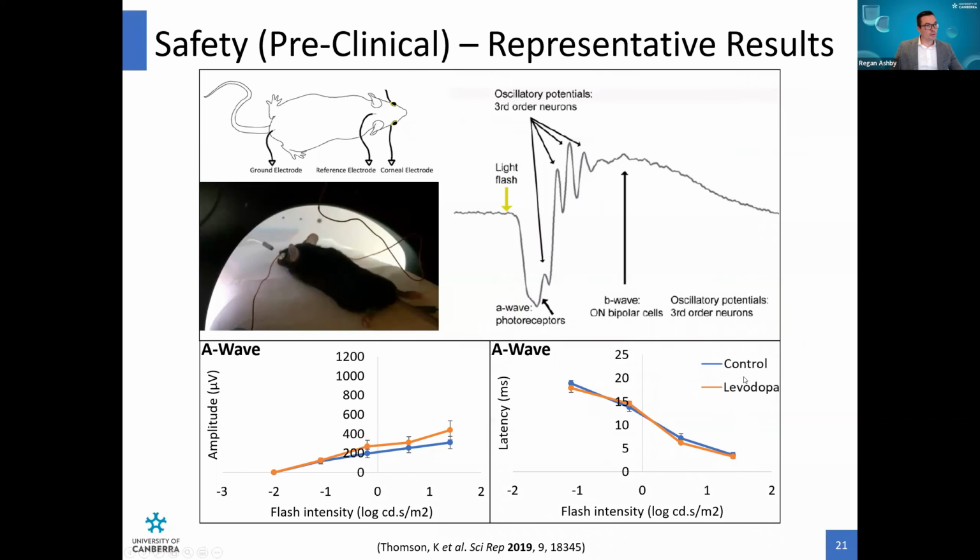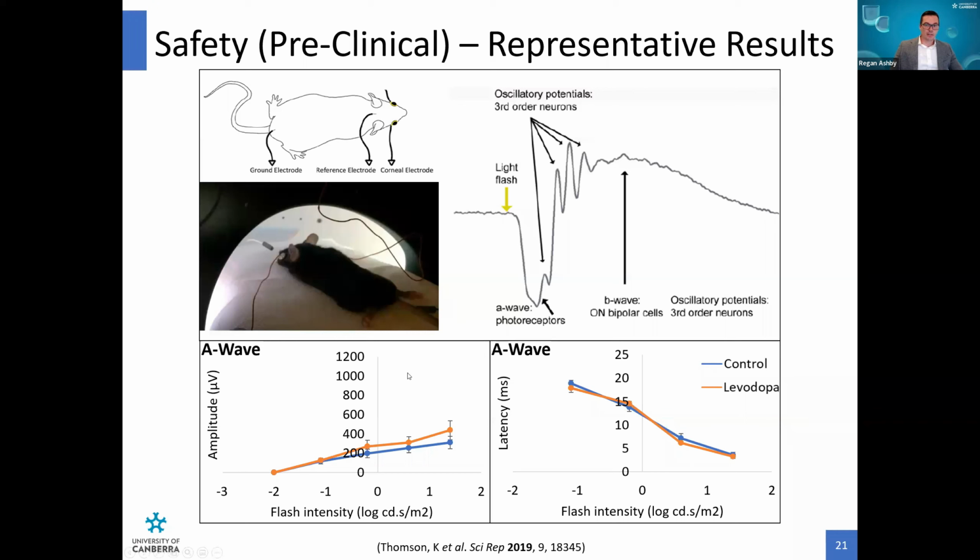Another important thing when we're talking about changing dopamine levels is that dopamine is a major neuromodulator. And so we wanted to make sure we weren't altering the retinal electrical potentials going on within the system. And so here are just the results from our ERGs. So these are full field ERGs.